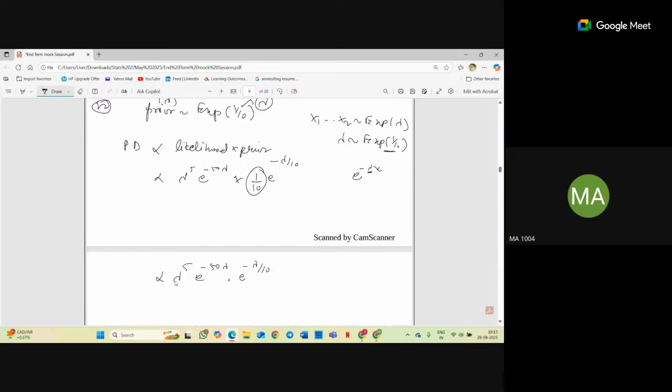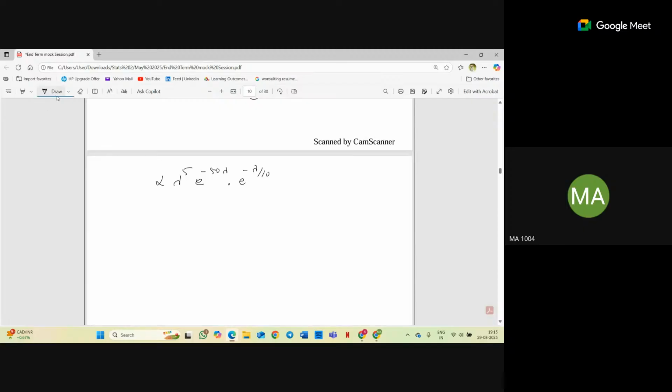Okay, so this is lambda raised to the power 5, e raised to the power minus 50 lambda, e raised to the power minus lambda by 10. So this will be proportional to lambda raised to the power 5, e raised to the power minus lambda common. So I would be having 5, right? This will be plus, sorry. No, ma'am, it will be 50 plus 1 by 10, which is 50 plus 0.1. So this will be lambda raised to the power 5, e raised to the power minus lambda 50.1.